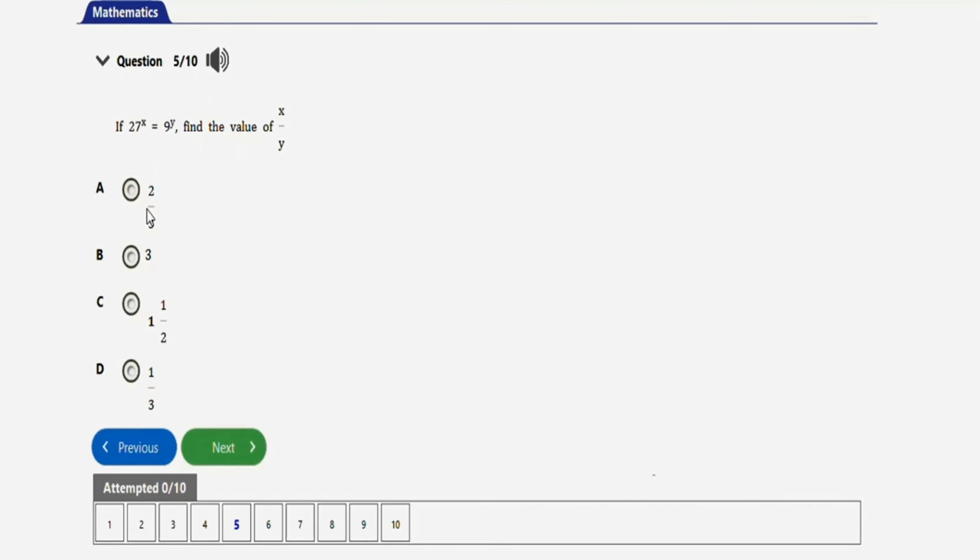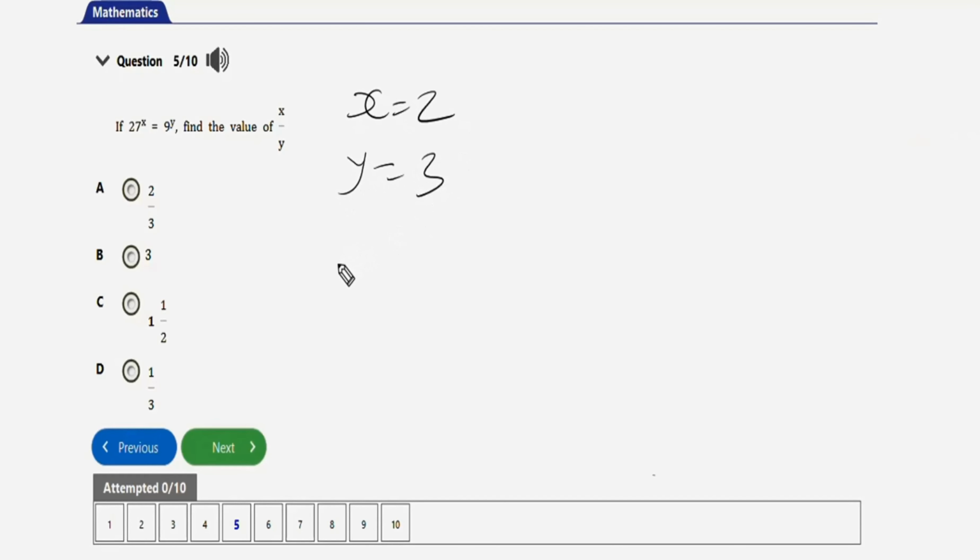Let's look at the next question, question 5. It says if 27 to the power x equals 9 to the power y, find the value of x over y. So guys, this question is actually very easy. Okay, you don't need the calculator to solve this question. Let me show you. It's just simple logics. So because of the equality, we have these options, right? So me looking at this, I can decode that the right answer to this question will be option A, where our x is 2 and our y is 3.